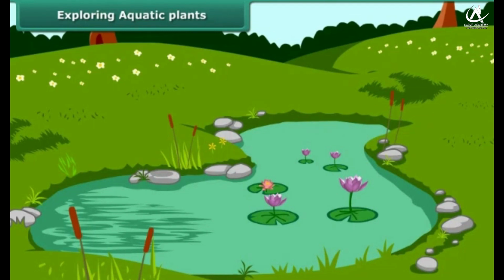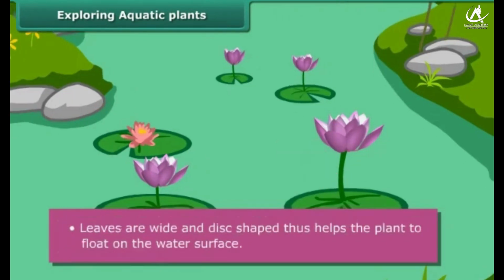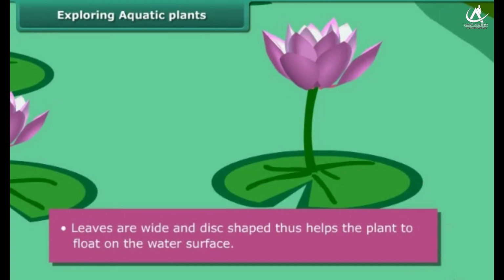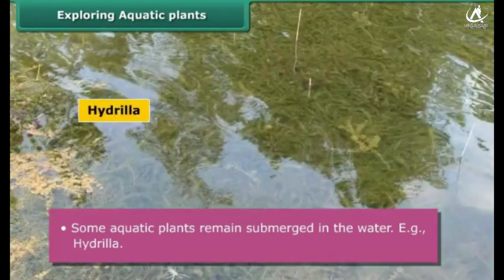These plants show various adaptations to live in water. Lotus plants have a long and hollow stem, which attaches the plant to the base of the pond. Roots are short. Leaves are wide and disc-shaped, which helps the plant to float on the water surface. Some aquatic plants remain submerged in the water, for example, hydrilla.